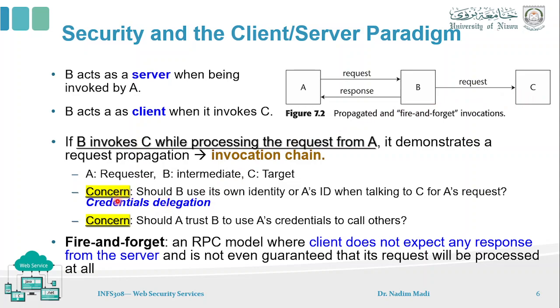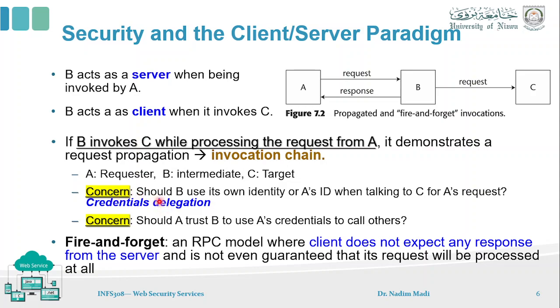But here there are some concerns. Of course, we call this kind of interaction an invocation chain, in other words a chain of invocations. Because A is not directly accessing C, but has to access C through the middleware B, as you can see here. So we have some concerns here.